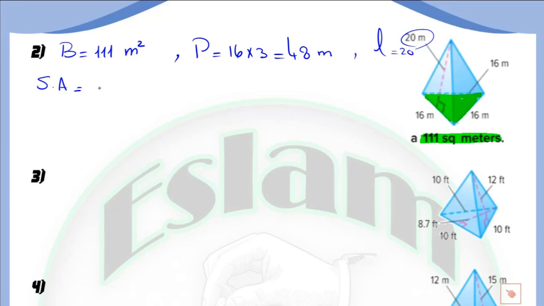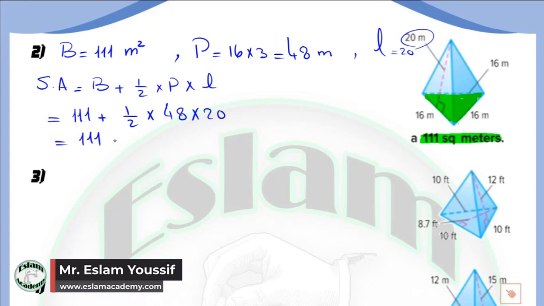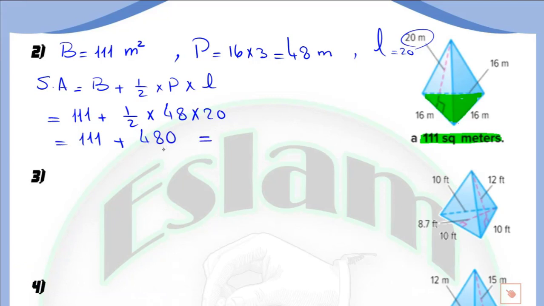To find the surface area, it will be equal to the area of the base plus half multiplied by the perimeter of the base multiplied by the slant height. So the answer now will be equal. The area of the base is 111 as given, plus half multiplied by the perimeter of the base, which is 48, multiplied by the slant height, which is 20. So it will be equal to 111 plus half times 48 times 20. By multiplying, you will find that the answer will be 480. 111 plus 480 equals 591, and the unit will be meter square.